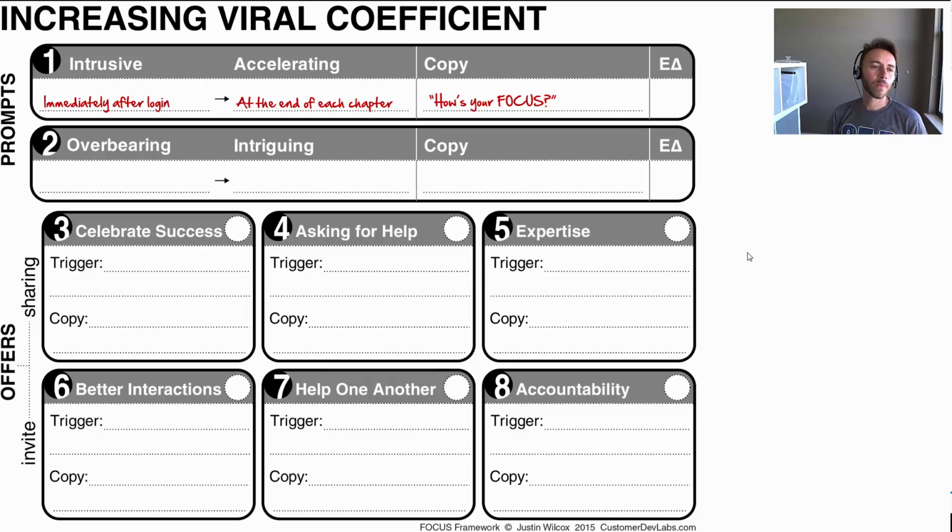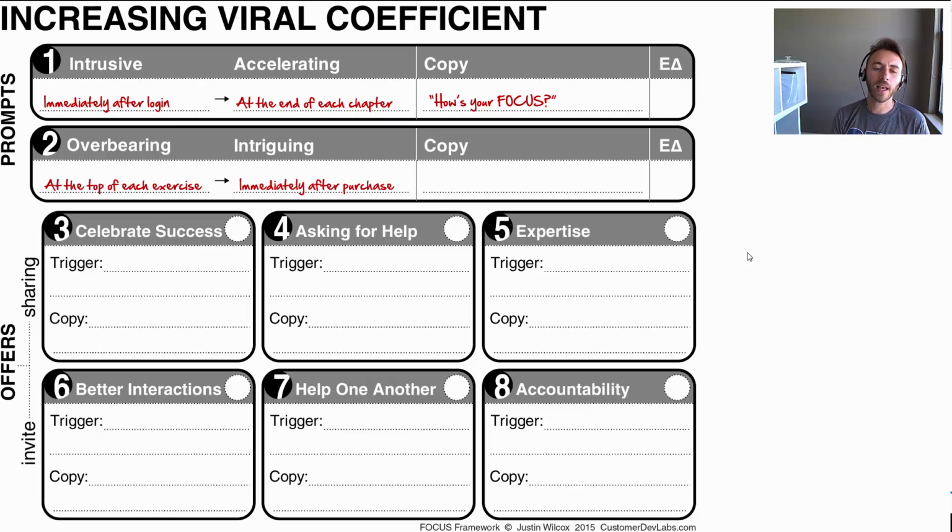All right, so next up, let's talk about what an overbearing versus an intriguing opportunity to prompt someone is. Overbearing might be at the top of each exercise. You've logged in, you've picked an exercise, and then boom, first thing you see is an encouragement to go share this with someone else. Again, they're in the middle of doing something, they want to go achieve something, I don't want to be intrusive, I certainly don't want to be overbearing, asking all the time.